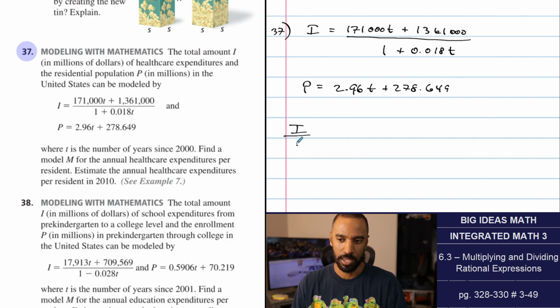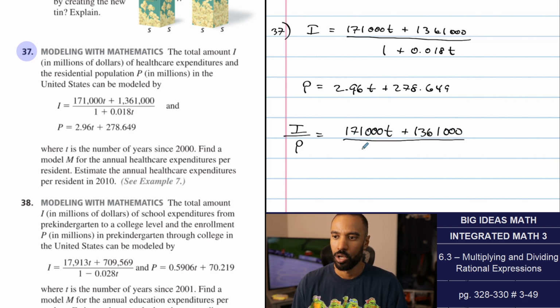So I over P, except after C, is what we're going to do here. Income per person. Income in millions per millions of people. So 171,000 T plus 1,361,000 over 1 plus 0.018 T.